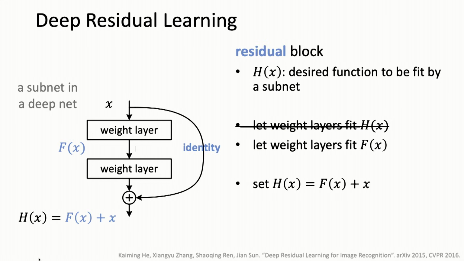Then the idea of residual learning is different. We don't need to use these weight layers to directly fit this function H(x). Instead, we may want them to fit another function, which is F(x), and this function will represent the delta, or the change that we can make on top of the input to this small subnet.